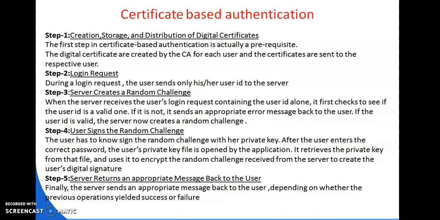And step 4, user signs the random challenge. The user has to sign the random challenge with her private key. After the user enters the correct password, the user's private key file is opened by the application. It retrieves the private key from that file and uses it to encrypt the random challenge received from the server to create the user's digital signature.